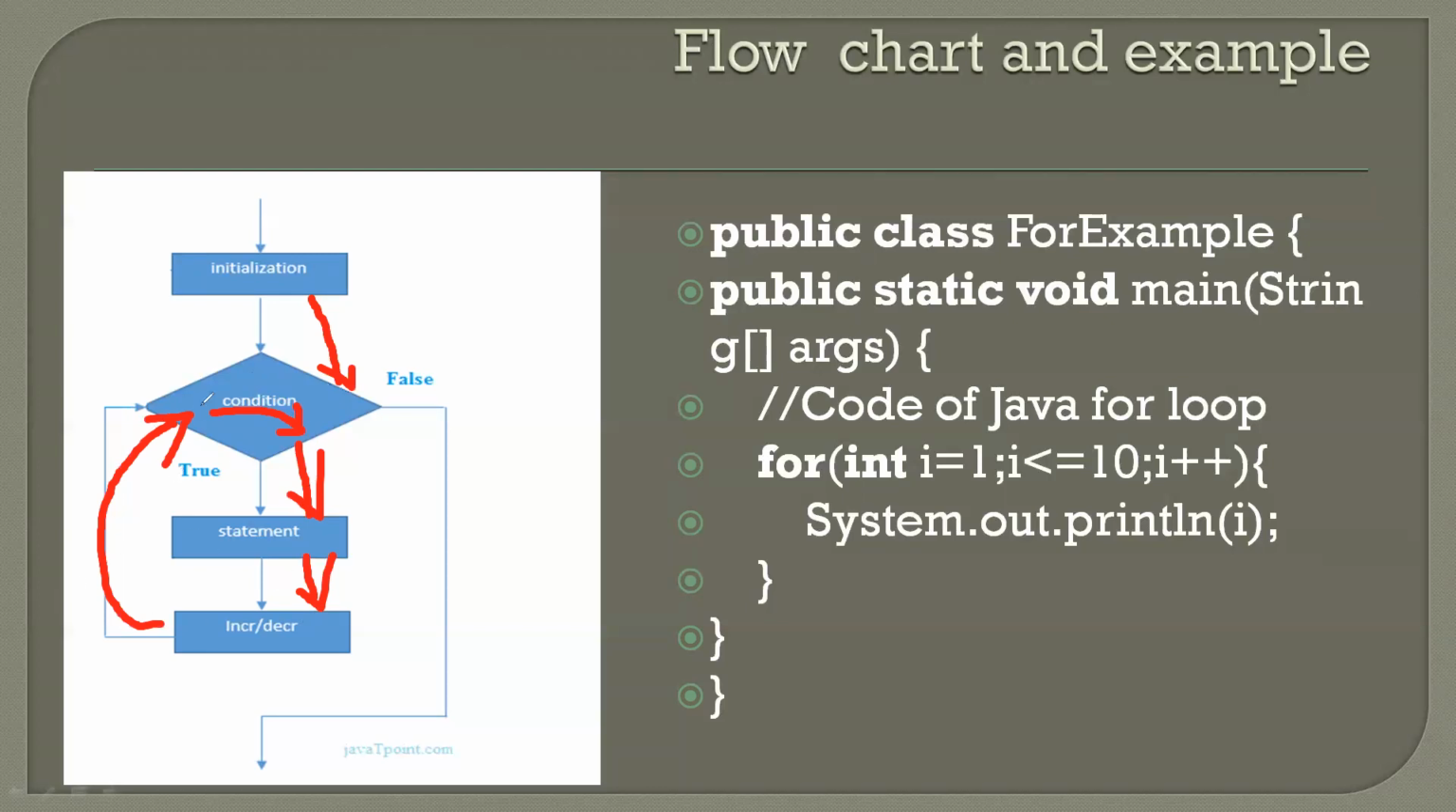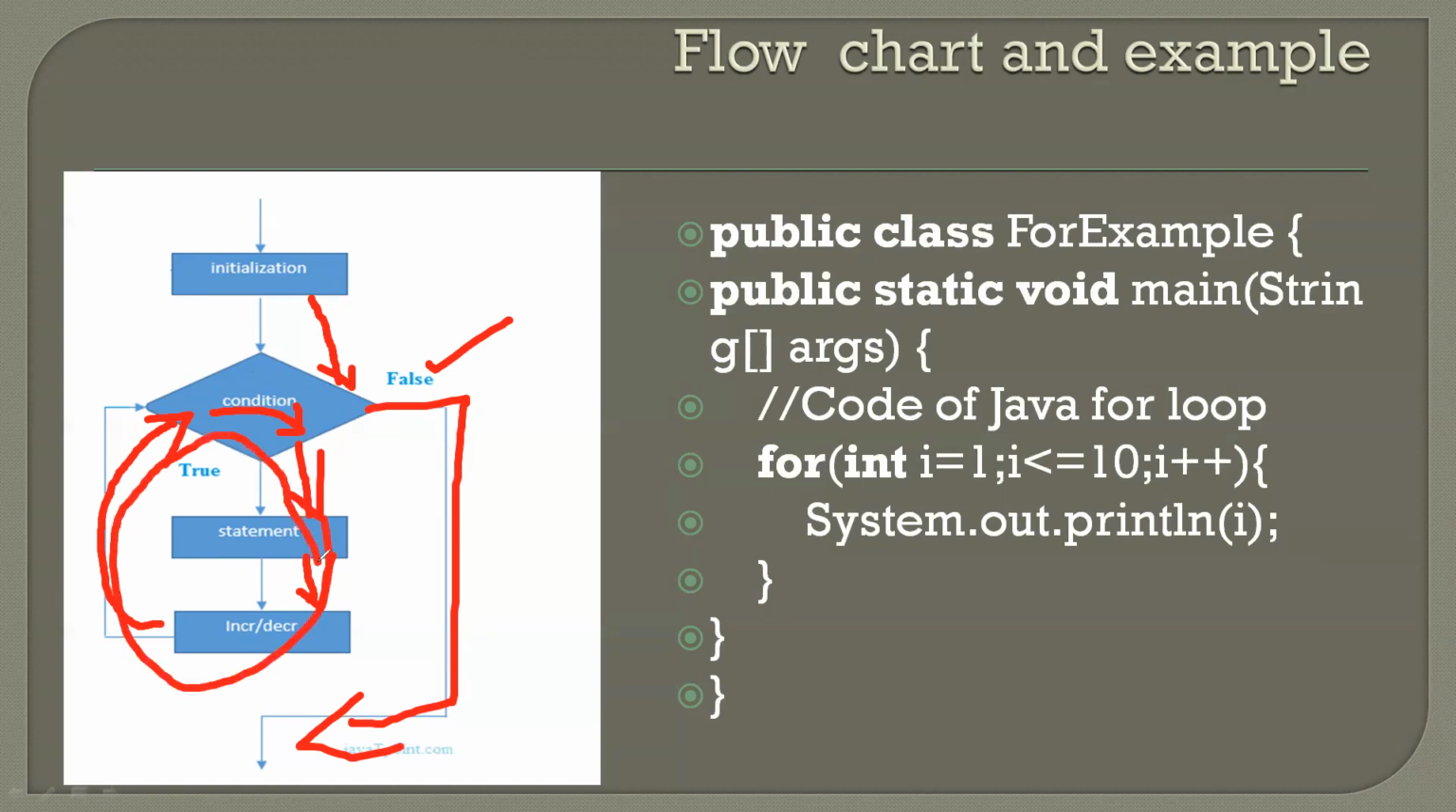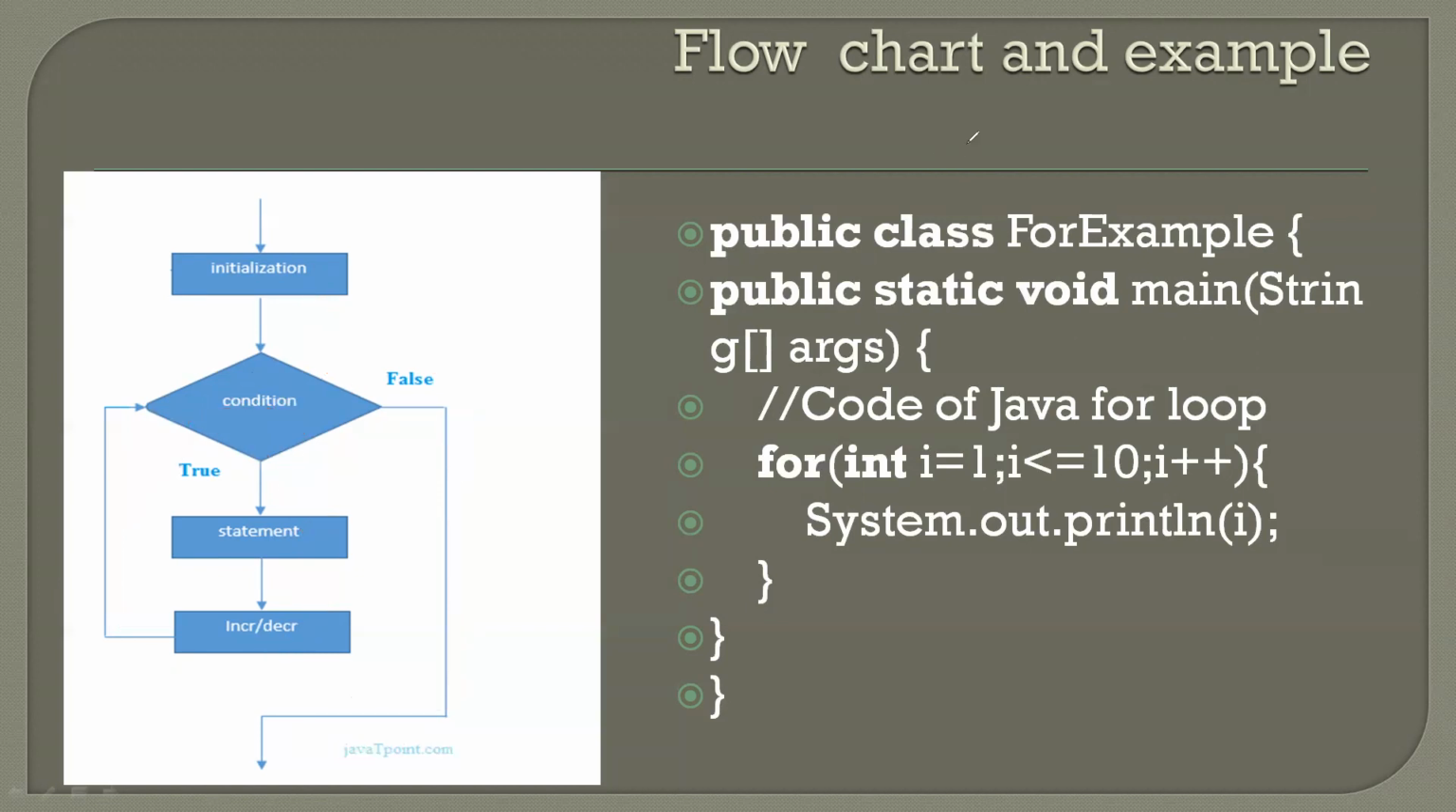This cycle will repeat: condition, statement, increment or decrement. Condition, statement, increment or decrement. The cycle will repeat until we get a false condition. Until the condition is false, the same cycle will be repeated. Okay, so now I will show how we can use this for loop by using a diagram, right?